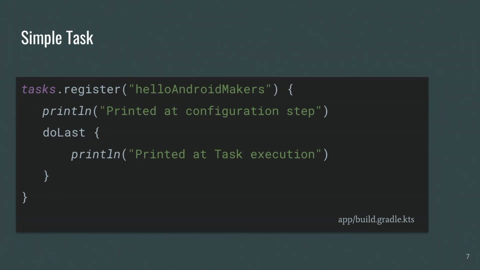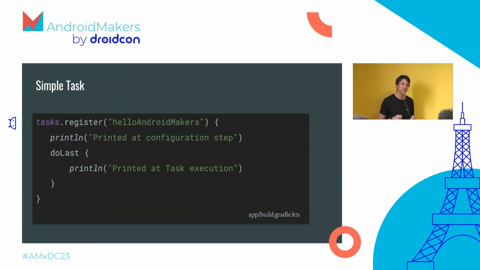A beginner mistake is to think that the task body is executed when the task is executed. But here, the first println will be displayed at the configuration step, for instance, when you synchronize a project. Gradle has a dedicated lifecycle, and one of the steps is the configuration step. So here, the first println will be displayed even though you don't execute your task. If you want to write some code that will be executed at the task execution, you have to put it in a doLast or doFirst block.